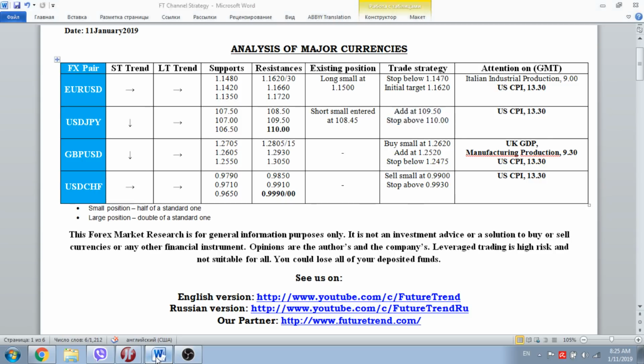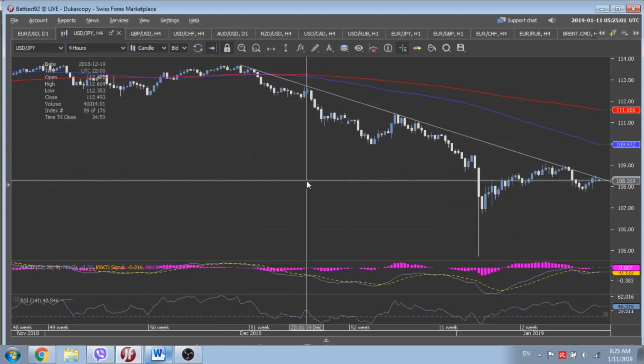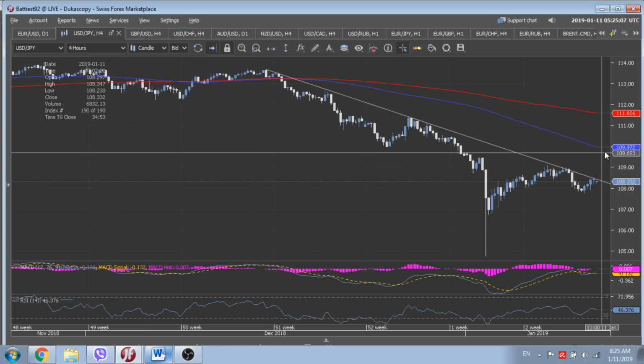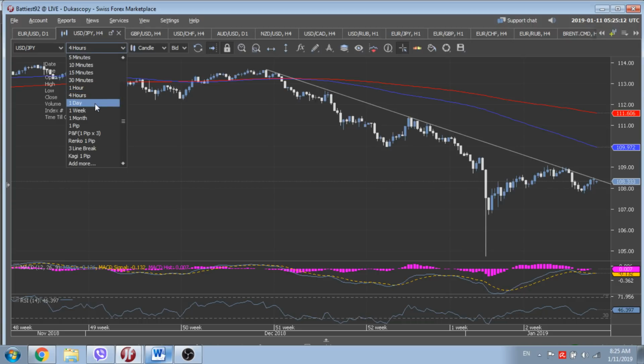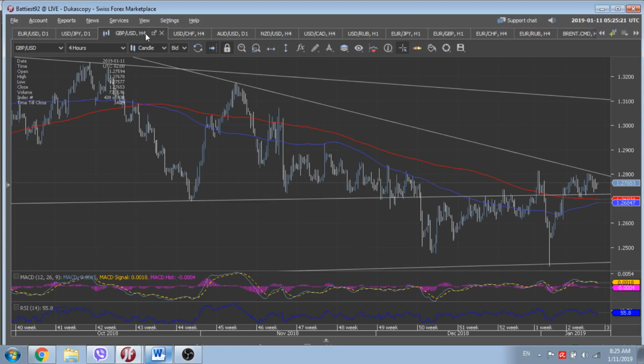109.50, and we will put a stop above the important psychological barrier of 110, where also lies, by the way, the moving average 104-hour line. As regarding the so-called moving average 200 line, it's much higher at 111.12 at the moment.